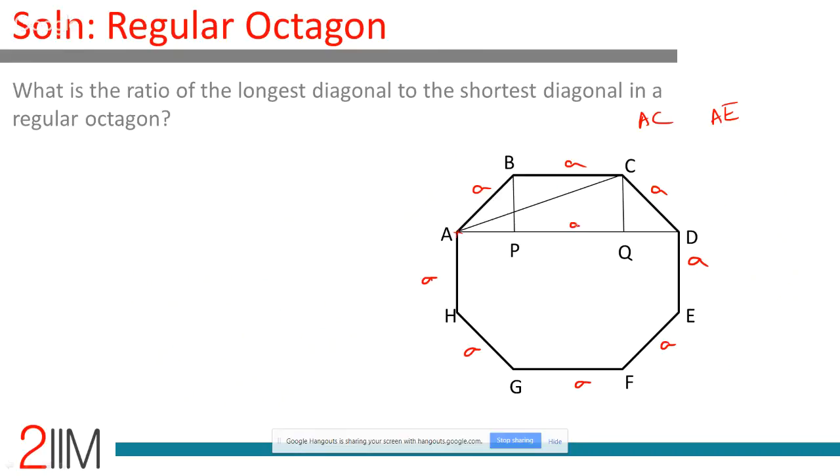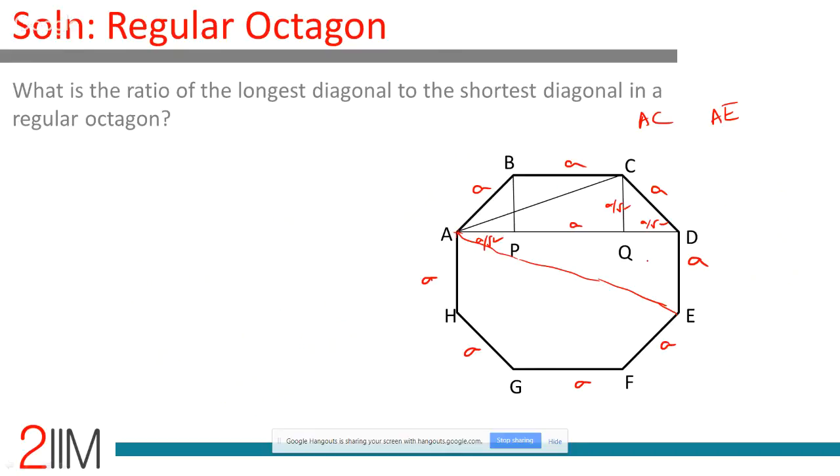BC is A, PQ is A, QD is A by root 2. CQ is A by root 2, AP is A by root 2. Can I find AC? Have I got a route to finding AC? What is the ratio of longest diagonal to the shortest diagonal? Can I find AC? Can I find AE? Have you got the method? Do you know the method? Crack the method, the mechanics will follow. You should do so much practice that the mechanics turn out to be good. But the first funda here is the method. I need to find AC, I need to find AE.